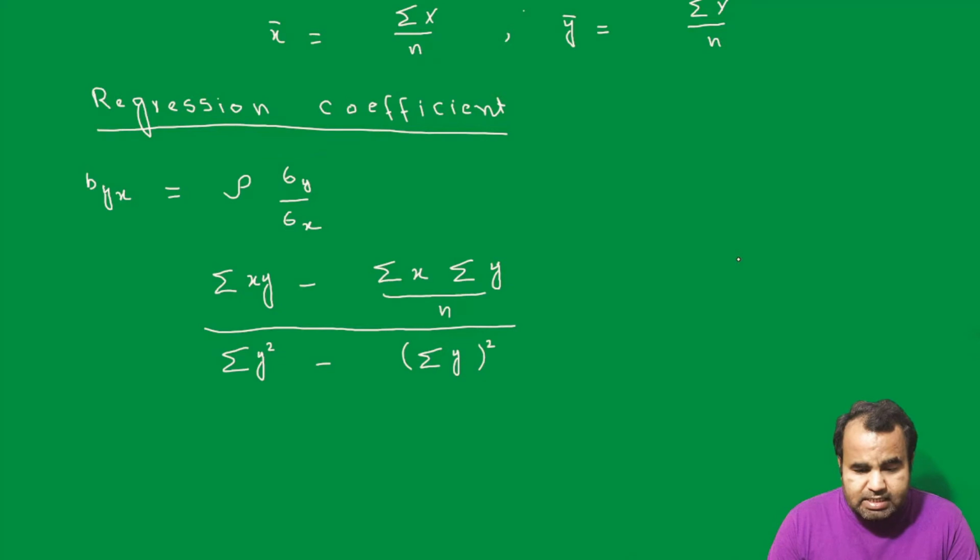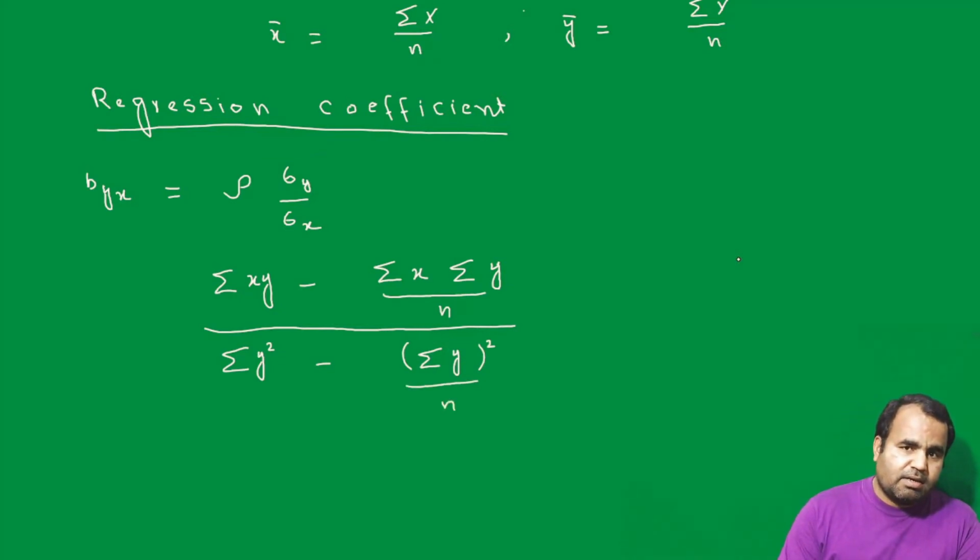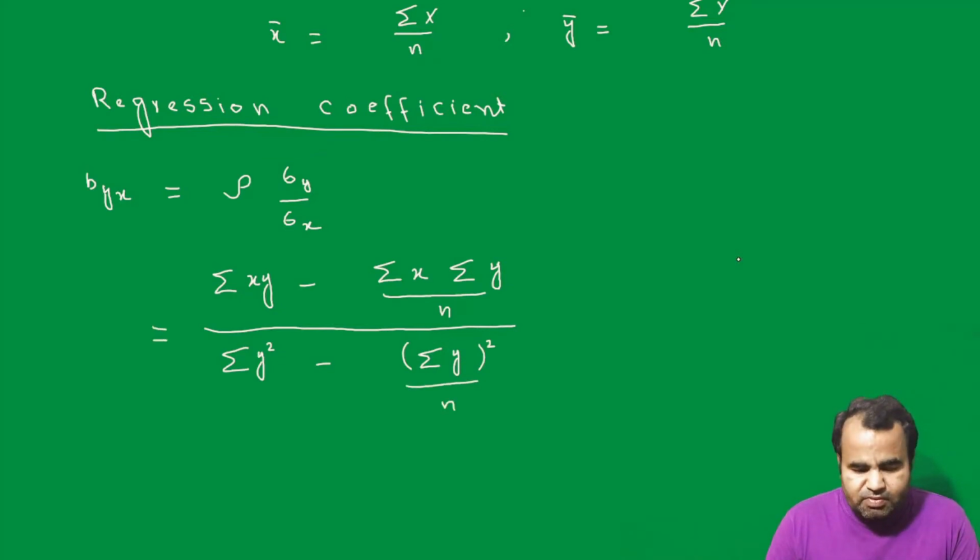In a similar way we can write the regression coefficient bxy, since this was the regression coefficient byx, and now we will write the regression coefficient bxy. But in order to define this, first we will show what sigma y is.